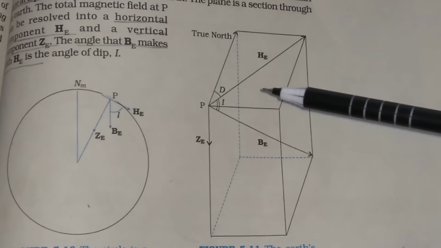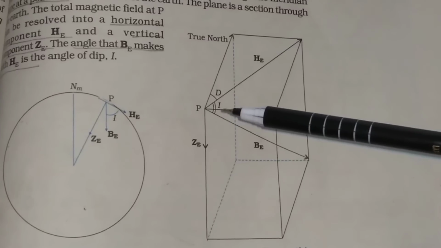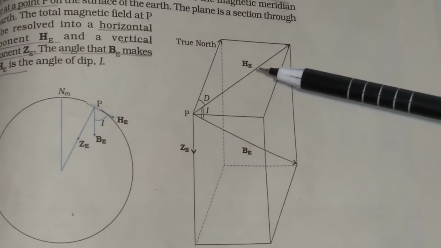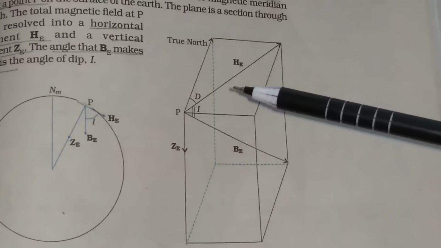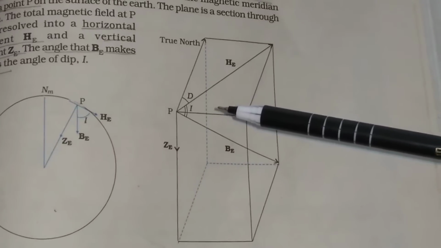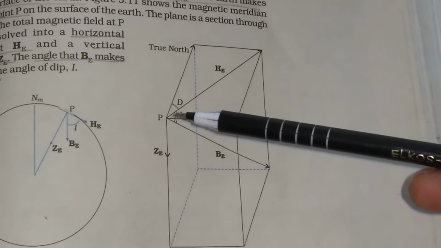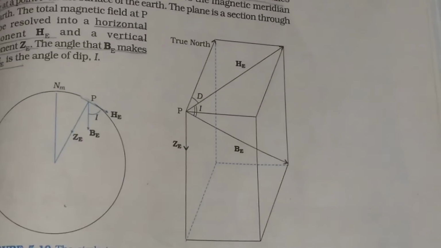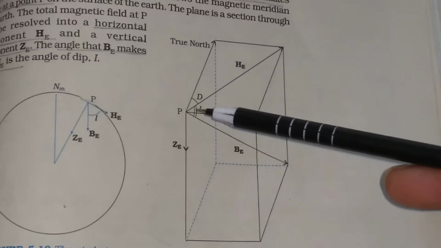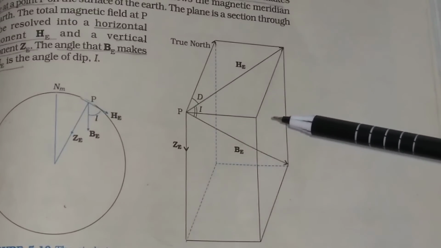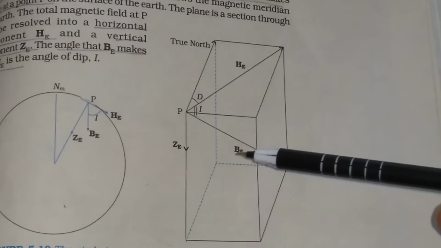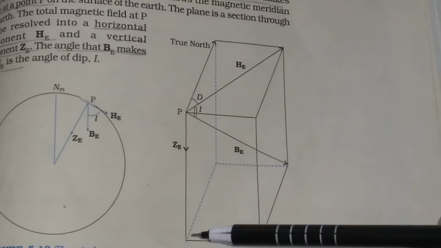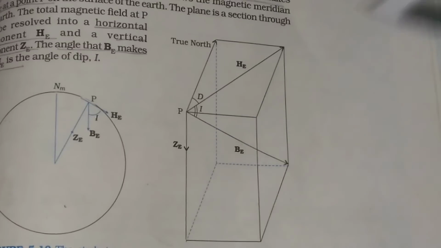So when a compass needle is placed on the surface of the earth, it remains along the horizontal component of the earth's magnetic field. And the compass needle will be held in the magnetic meridian at that place.